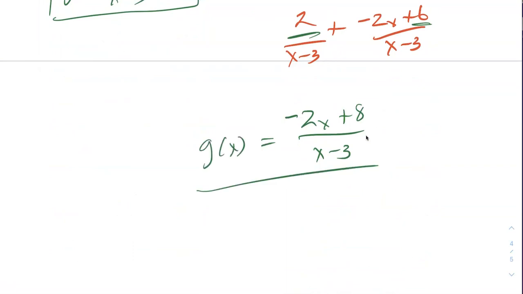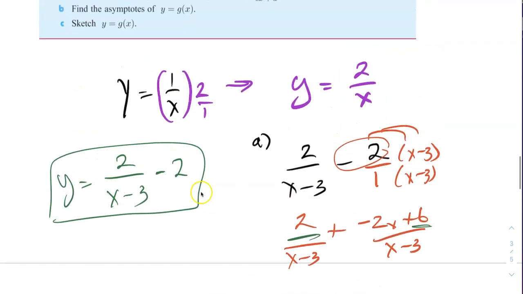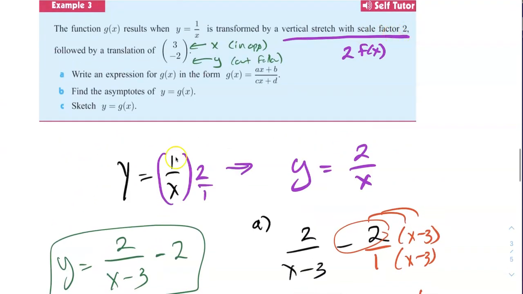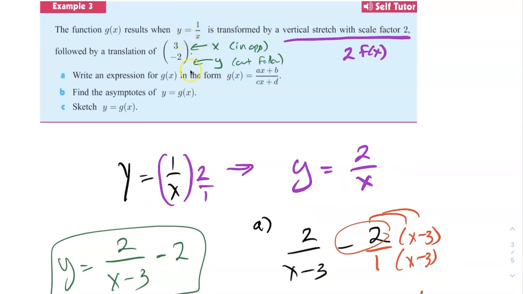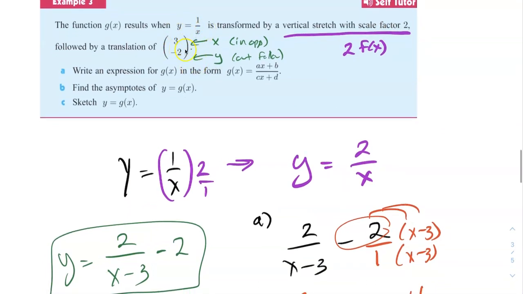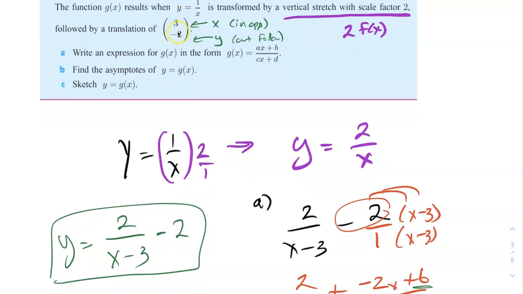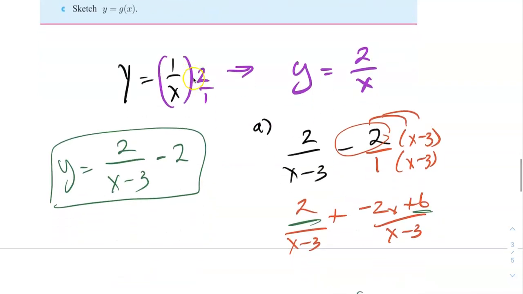Alright, so that's our function g of x, right? So again, first I use a translation to make my own equation, right? Vertical scale factor of 2, so you multiply this guy by 2. And then translations, that's what we did last lesson, right? So this affects my x, this affects my y. Inside opposite, outside follow.